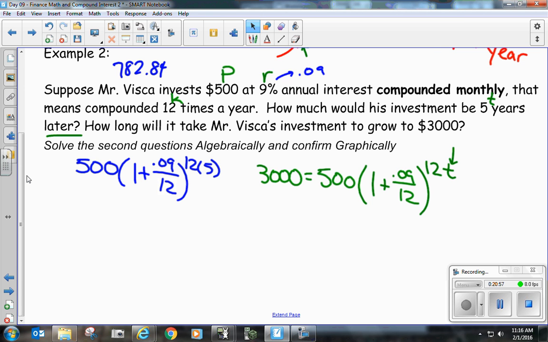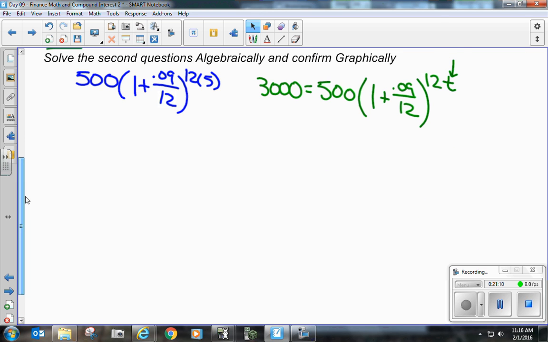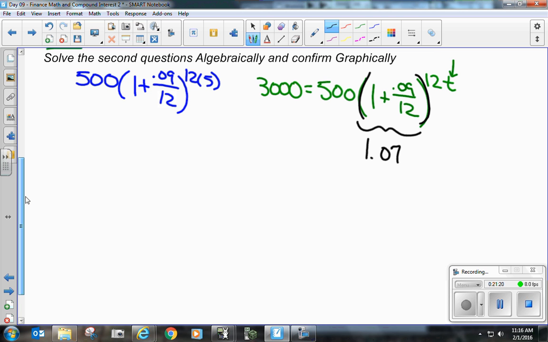To make things easier for you, I would combine what's in parentheses first. It'll be easier to work with as a decimal. Someone tell me, what do I get when I add 1 plus 0.09 divided by 12? You get 1.0075. That's exactly right.